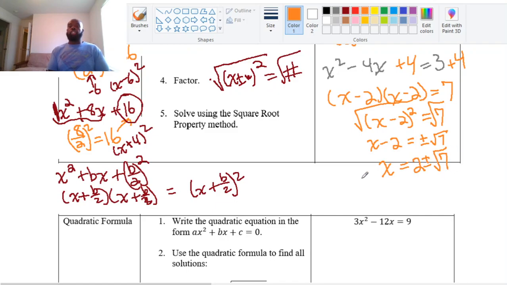And so I get 2 plus or minus the square root of 7. So one of my solutions is 2 minus the square root of 7. My other solution is 2 plus the square root of 7, if you want to write your answer as a solution set. So that is solving by completing the square.